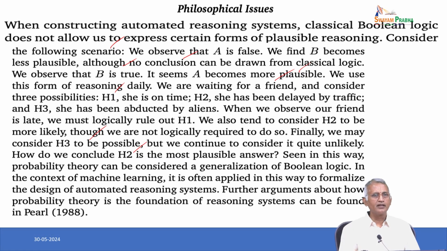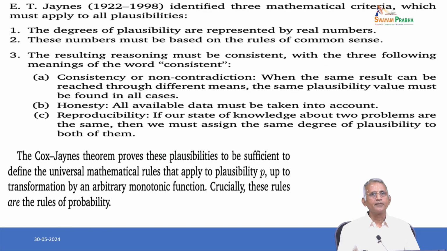Seen in this way, probability theory can be considered a generalization of Boolean logic. In the context of machine learning, it is often applied in this way to formalize the design of automated reasoning systems. Further, arguments about how probability theory is the foundation of reasoning systems can be found in Pearl, in the year 1988, which developed the foundation of reasoning. That is the philosophical issue of probability.